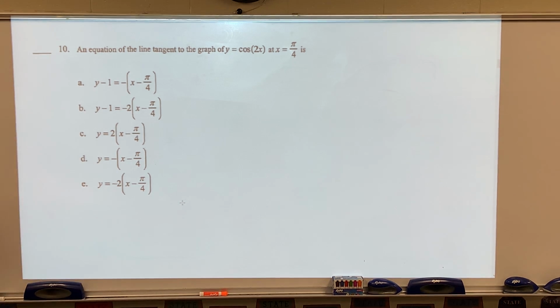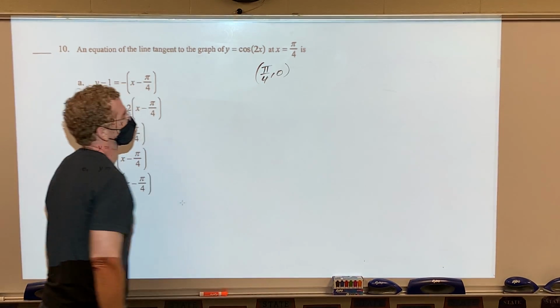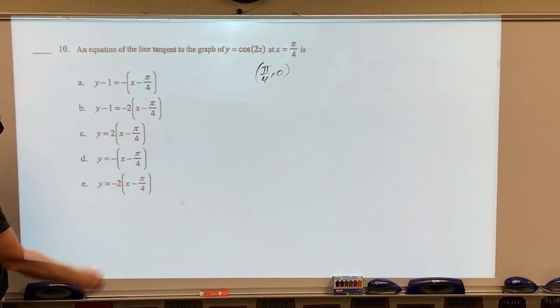What about this? Oh man, unit circle. Shouldn't have to know that. What are you going to do for the equation of a line tangent to the curve? What do you need? How do I find the point? Plug it in. What's cosine of 2 times pi over 4? Cosine of what? Pi over 2. What's the cosine of pi over 2? 0, because it's the x value. So the point is pi over 4 comma 0. And that right there can eliminate those, right?